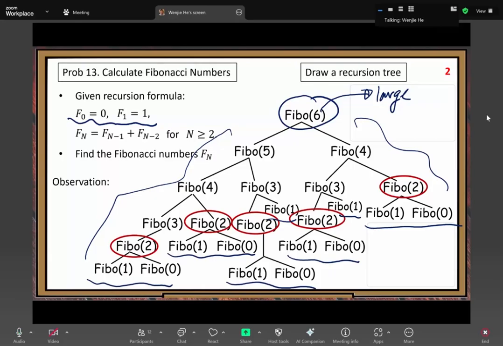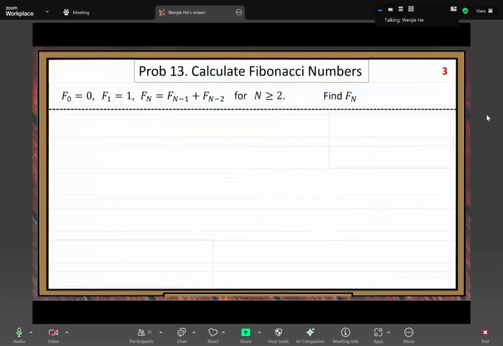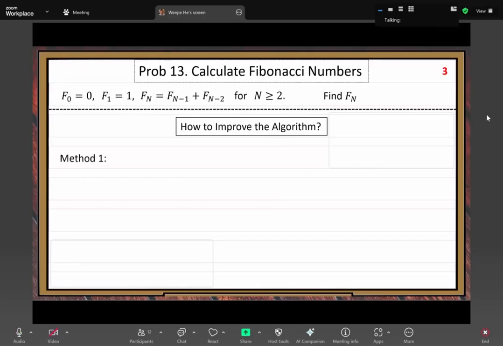But the next question, we want to improve it. We want to remove the redundancy to make it useful. After the modification, we will make it very fast. It is useful, people can use it. So that's our next step. How to improve the algorithm? Method 1.